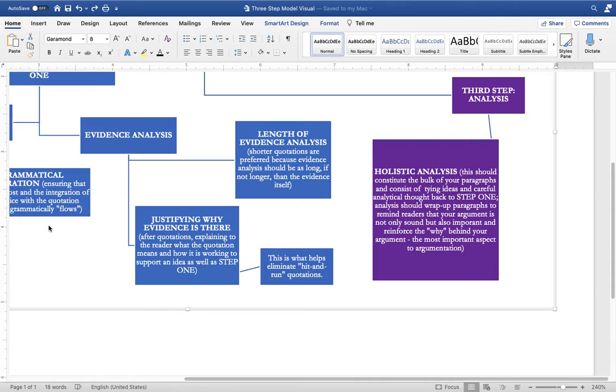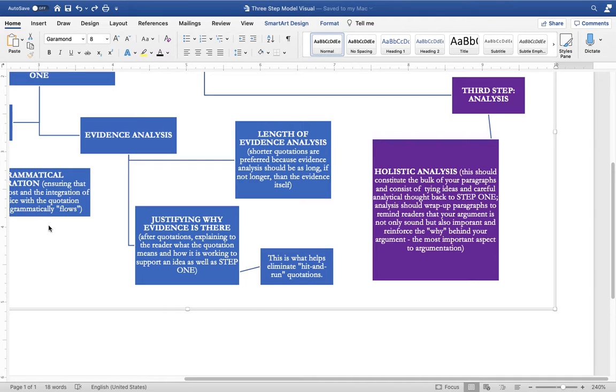Of, all right, now let me do this kind of full-bodied, holistic analysis of how all this evidence is working, how it's laboring in service of my argument. And if your analysis, as I said at the beginning, should constitute the bulk of your paragraph, and it really should, even if you're offering 2 or 3 or even 4 brief quotations, you should still have a decent amount of the third step in your paragraph at the end.